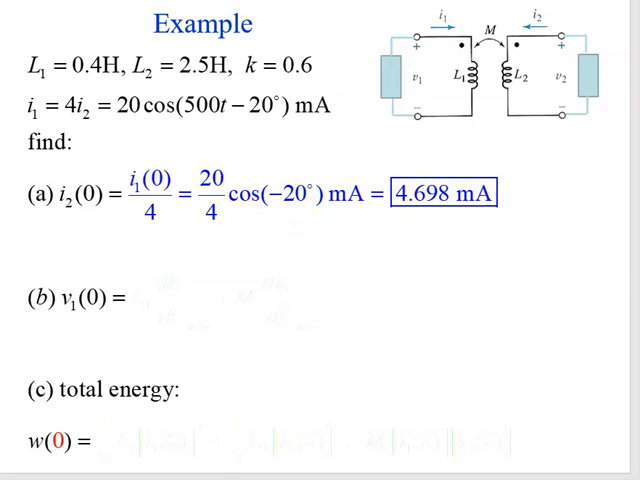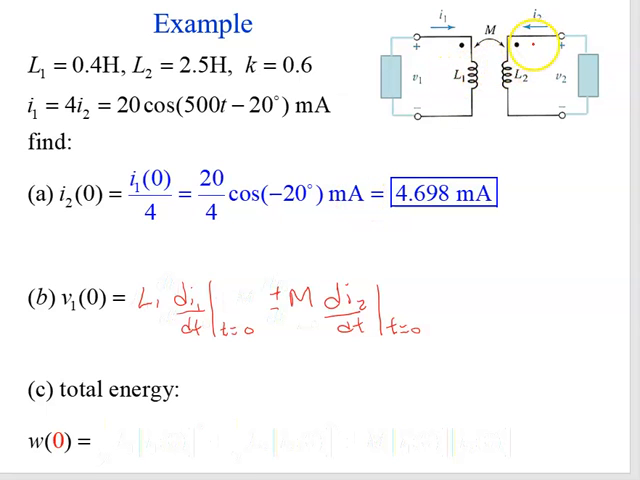Now, what if we want to find the voltage at t equal to 0? Well, what is that voltage across L1? That voltage across L1 is that self-induced voltage, so it's L1 di1/dt evaluated at t equal to 0, and then it's going to be plus or minus M di2/dt at t equal to 0. That's the magnetically induced voltage across V1.